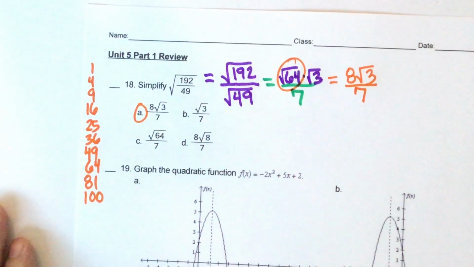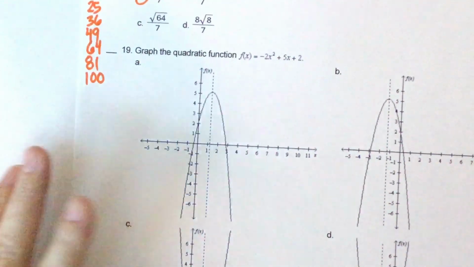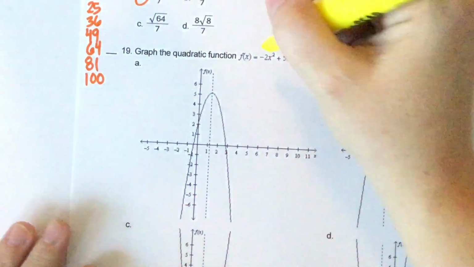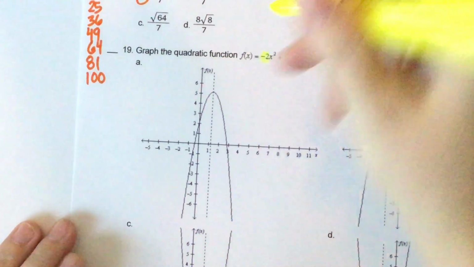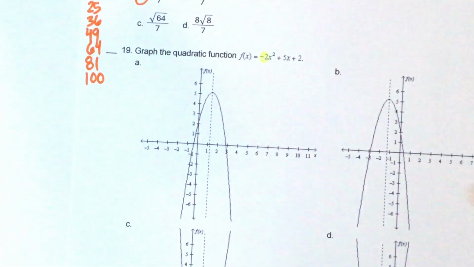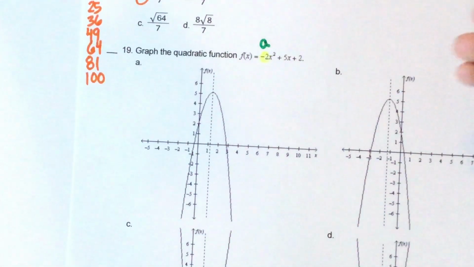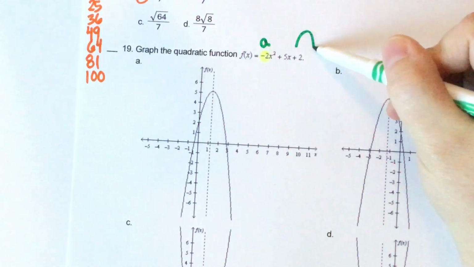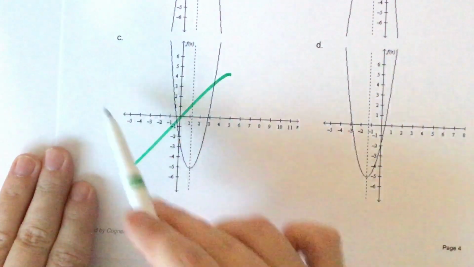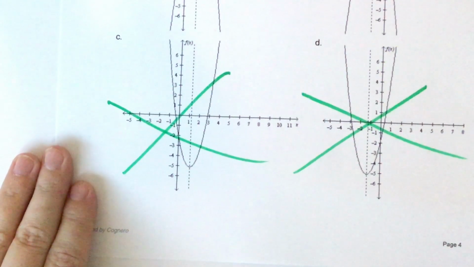Okay, this next one is asking me to graph this. So first, let's notice our a. Our a is a negative number. Anytime a is a negative number, the graph is going to open down. So that means answer choice C and D are out of here.